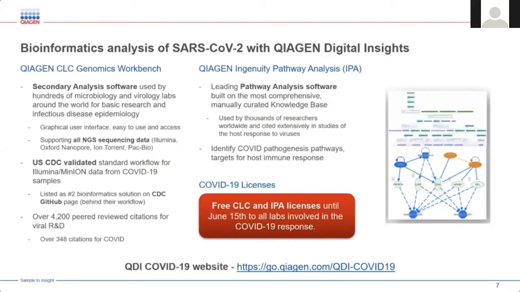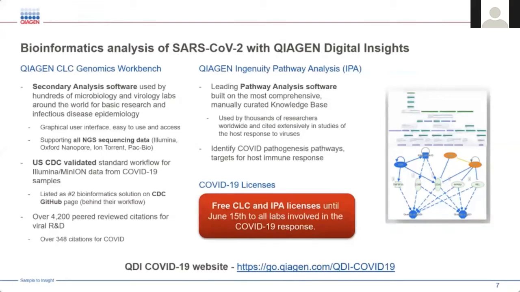clusters. But as discussed, the pathway analysis software in IPA is built on a comprehensive, manually curated knowledge base. Now, this is used by thousands of researchers worldwide and has been cited extensively in studies for the host response to viruses. And here you'll be able to identify COVID pathogenesis pathways targeted for host immune response.